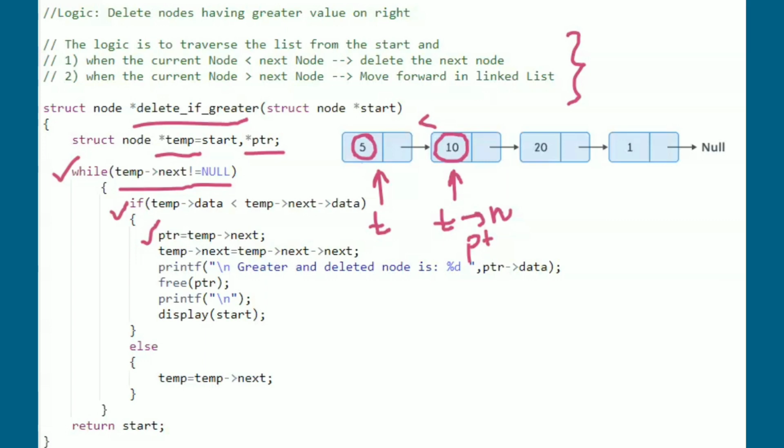Now after deleting this node 10, temp next I want to set to the 20. How to identify this 20? So 20 is identified as temp next.